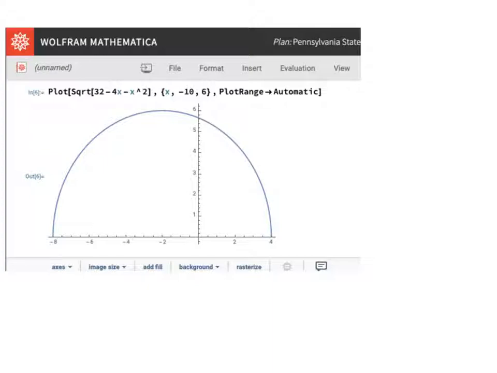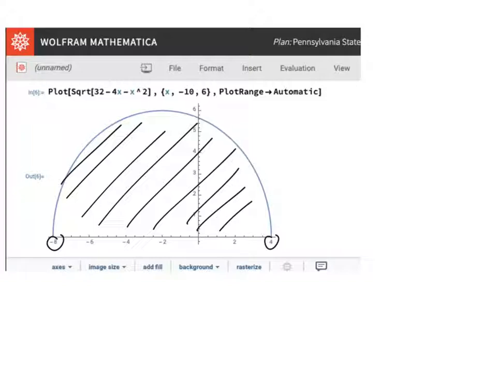You'll notice I put in minus 10 to 6 in order to make sure I have the whole thing there, but the problem says to integrate from negative 8 to 4. And this region lies completely above the x-axis, so the value of the integral is just the area of the picture. The integral from negative 8 to 4 of this curve, which is a semicircle, is just the area of the semicircle. And we know the formula for the area of a circle, so we could take the area of a circle and cut it in half, and that would be the area of the semicircle.